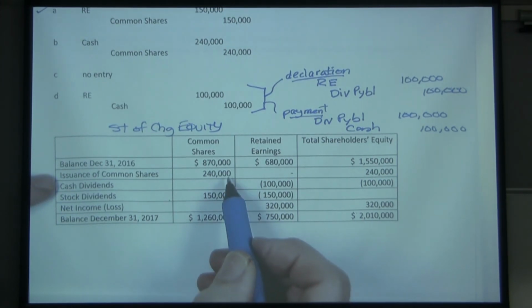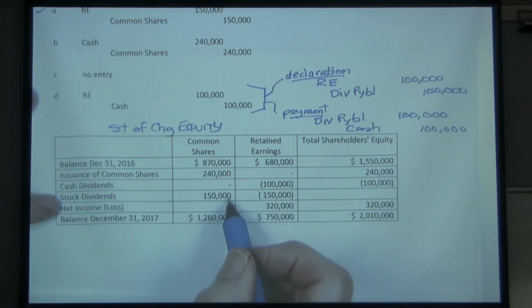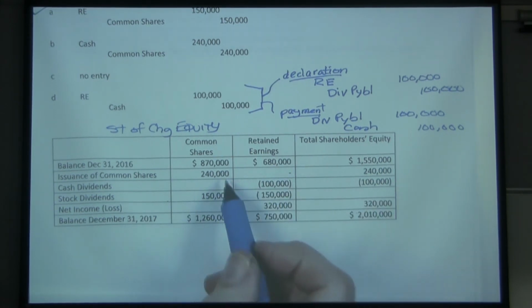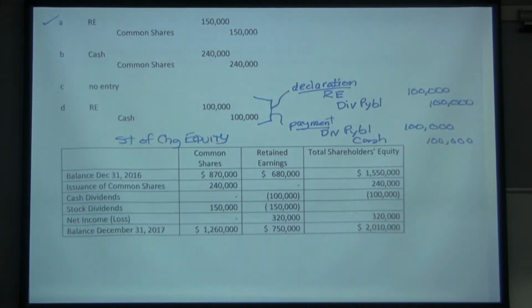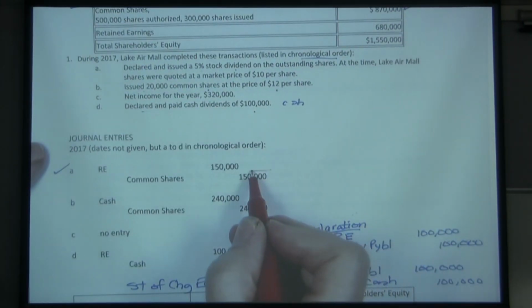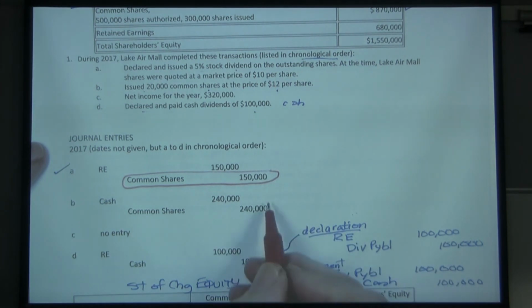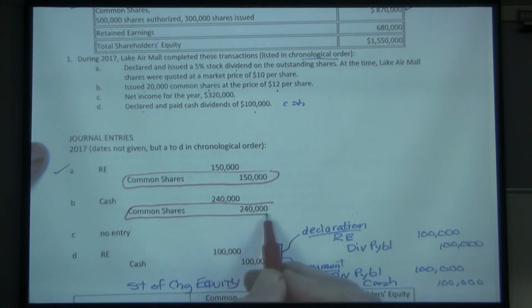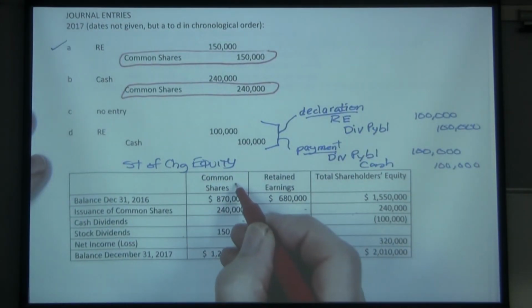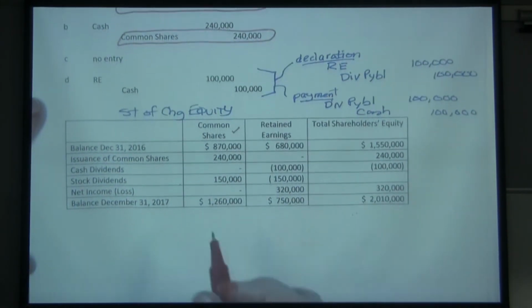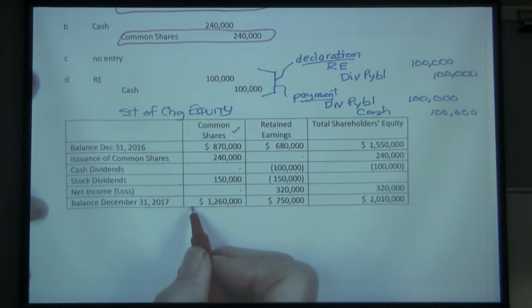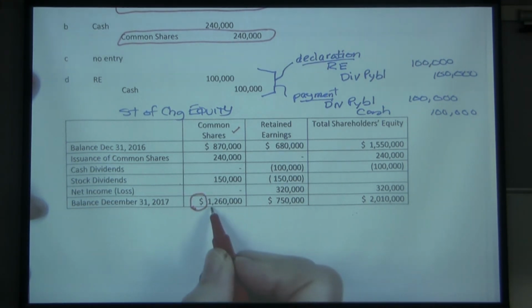We issued another $240,000 of common shares, and we issued another $150,000 in common shares with the 5% stock dividend. So just to refer, for these two amounts, we can refer back to our journal entries. That was the stock dividend, and this was the new issue of 20,000 common shares. Okay, so both of those items belong under the common shares column. So our final dollar amount for common shares is $1,260,000.